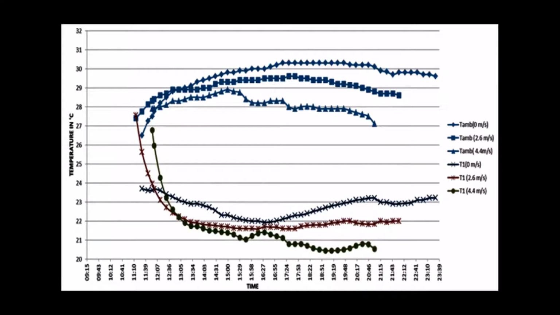Now this is a graph when the pot was subjected to forced convection. We can see different curves at different velocities, namely 0 meters per second, 2.6 meters per second, and 4.4 meters per second. Naturally, in forced convection, when the velocity is increased, the temperature of the air is going to decrease. But it has also been observed that the water temperature sees a decreasing trend with increasing velocity of the air. The water temperature cools down much faster and cools down to a much lower temperature.